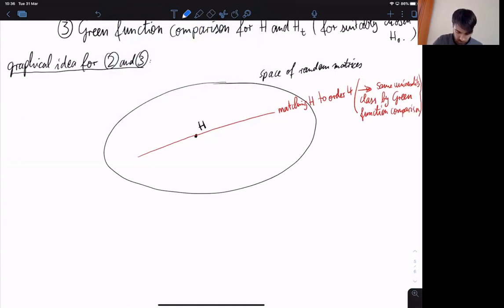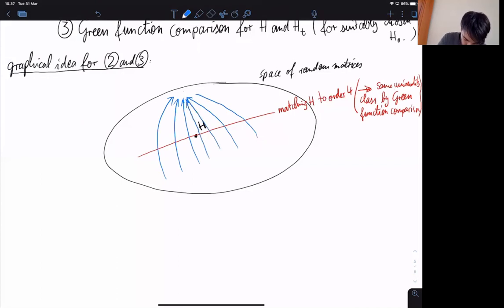Which also lives in the space. Maybe let me draw it with blue lines here. Maybe it's a bit nicer if I draw it like this. Because you can imagine, of course, if t goes to infinity, then everything converges to this H beta. So I want to draw this flow like this, maybe. So this is the flow H_t.